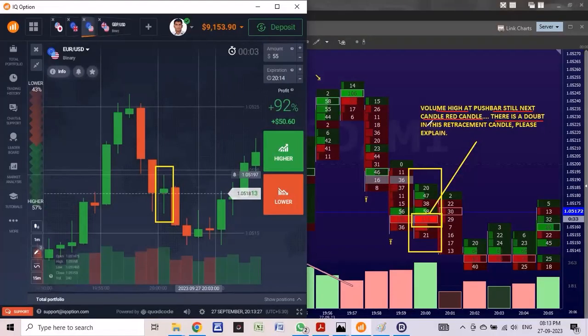Okay, there is a doubt about this retracement candlestick. First of all, we need to understand the condition of the market. There is a round number level. And if we take these three candlesticks, try to understand.